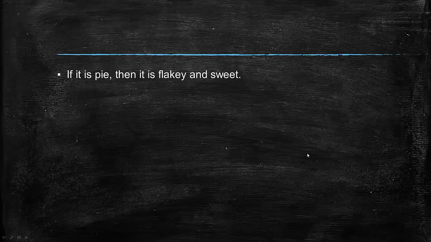If it is pie, then it is flaky and sweet. All right? So if it is pie, then it is flaky and sweet. And then we put brackets around this, but the whole formula actually needs brackets around it too. If it is pie, then it is flaky and sweet. Okay?